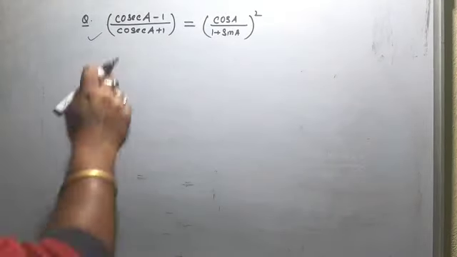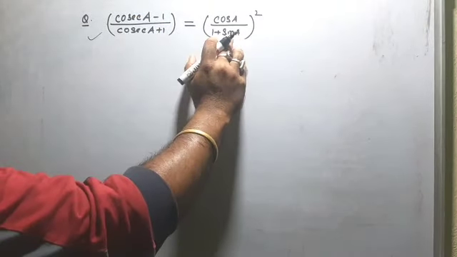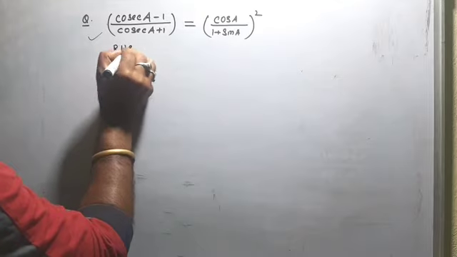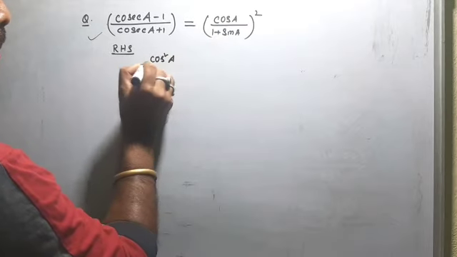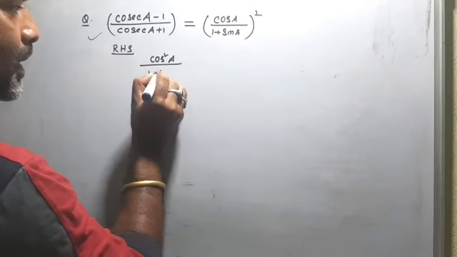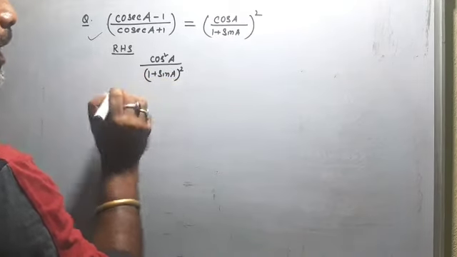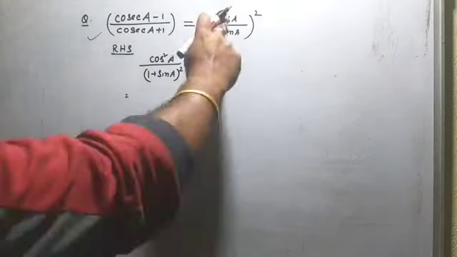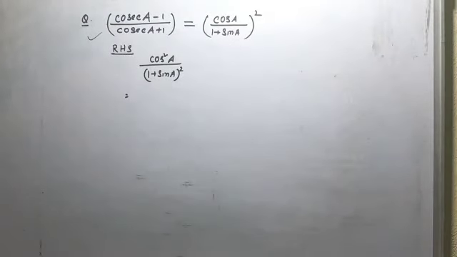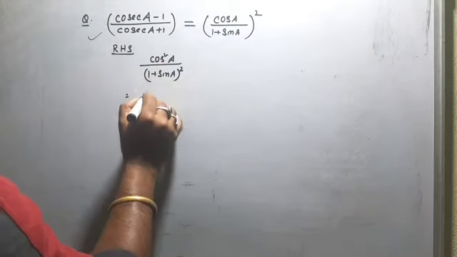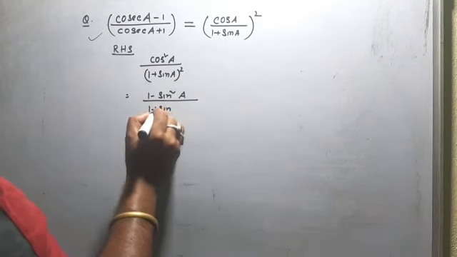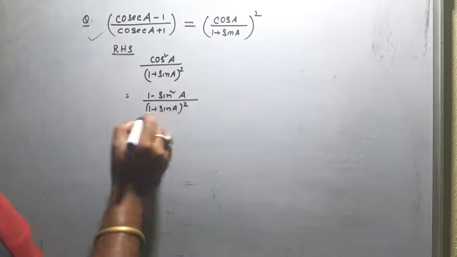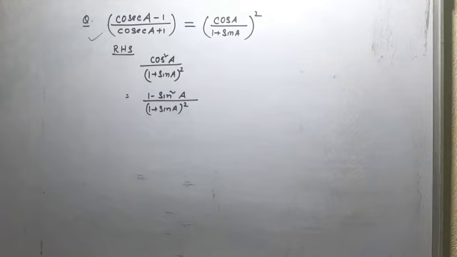Next question, cosec a minus 1 by cosec a plus 1 equals cos a by 1 plus sin a whole square. Again I will take RHS. So cos a whole square you can write cos square a, and 1 plus sin a whole square also. In place of cos square a, we can write 1 minus sin square a, and here 1 plus sin a two times, because it is in whole square, 1 plus sin a.